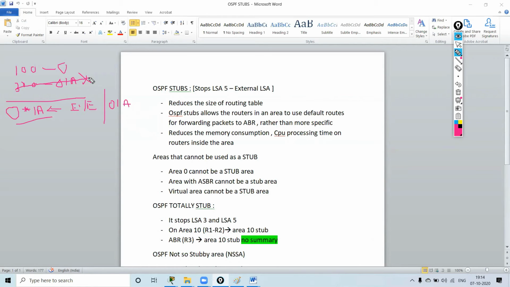It stops LSA 3 and LSA 5. I don't need to have LSA 3 and LSA 5 information in my routing table on the within-the-area router. Understood? Getting me or not? If you didn't understand, I'll explain again. Just let me know. I think I will ask some questions during the practical. Okay.